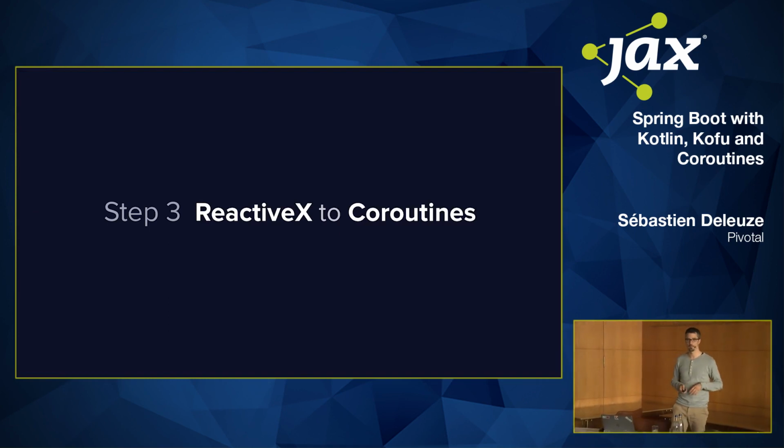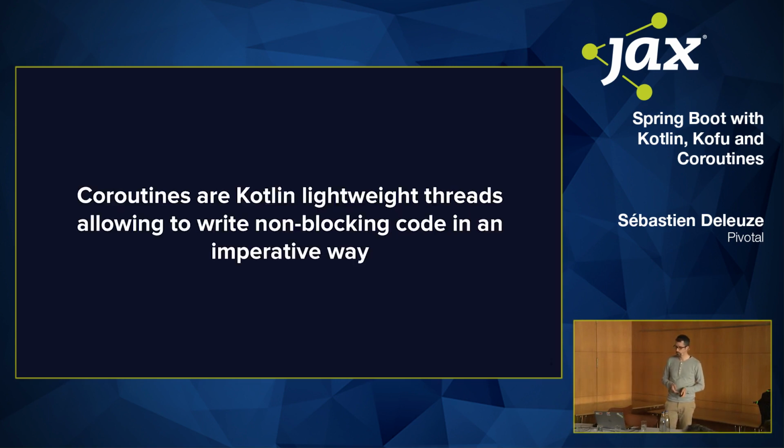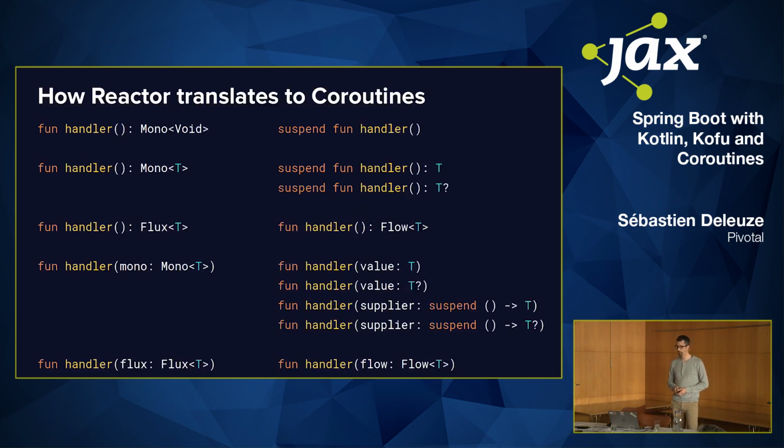We are going to switch from ReactiveX, so ReactiveX is the style of API that Reactor and RxJava follow, to coroutines. Coroutines are Kotlin lightweight threads that allow you to write non-blocking code in an imperative way. While you can't create too many threads because that will cost some CPU and memory, you can create as many coroutines as you want. And coroutines are also a way to do asynchronous programming, but in a more imperative way.